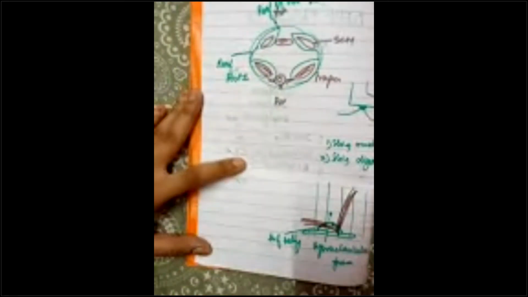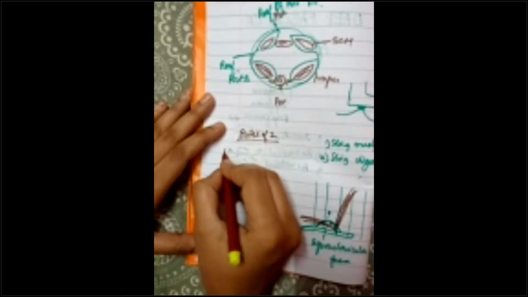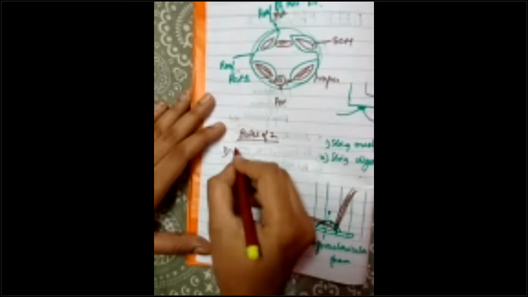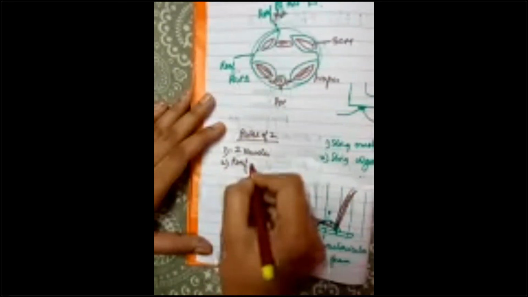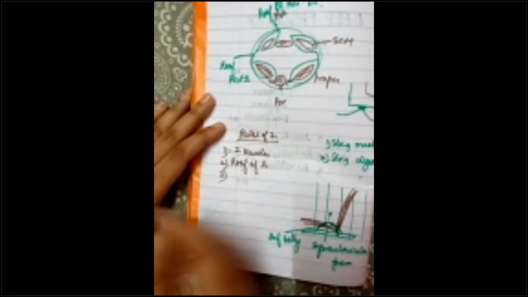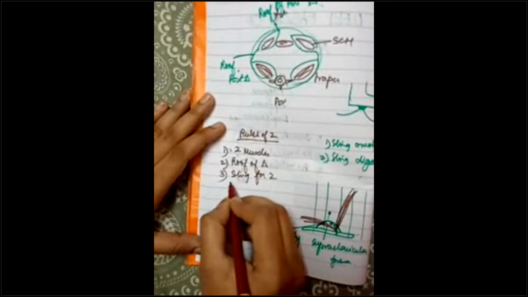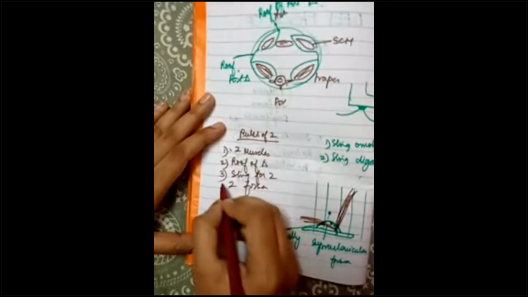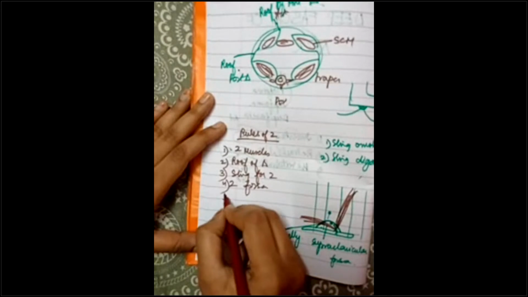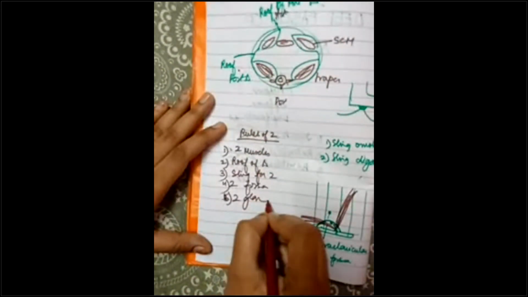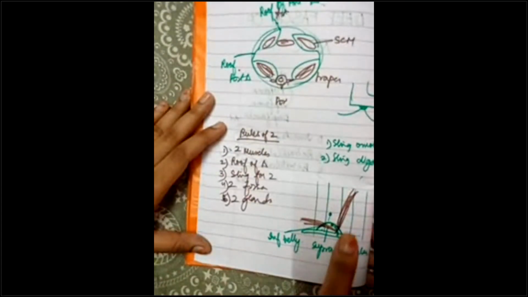So summing up, you can remember, not writing, rules of two. Your investing layer is enclosing two muscles, forming the roof of two triangles, forming the slings for two muscles, enclosing two fossa, supraclavicular and jugular fossa. And what more we have? Enclosing two glands, right? These are for the investing layer.